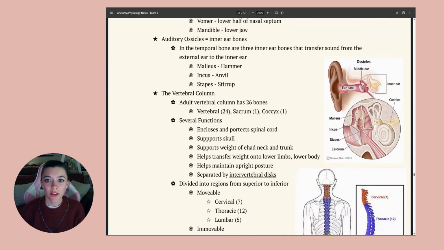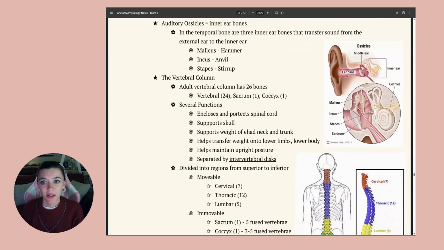All right, and then your auditory ossicles. These are going to be your inner ear bones. If you look at a diagram of where these are located, it's going to be in your middle ear, which is where a lot of people get their ear infections. That's why it makes it really weird and hard to hear, because it's all inflamed and it messes up how these function.